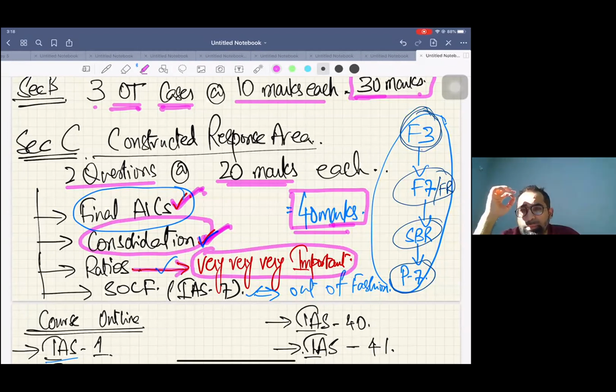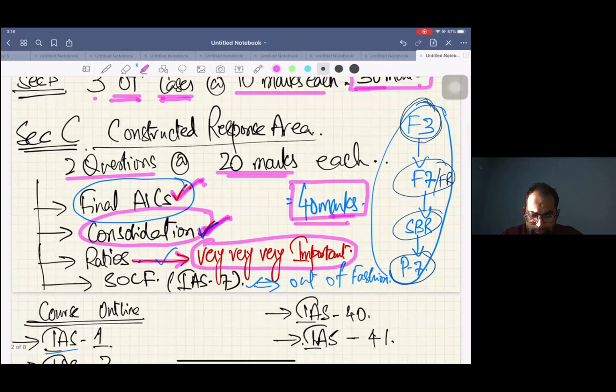Let me give you some examples. Right now I'm not teaching any ratios. I'm just giving you an idea of how you are going to study and which type of questions you may get in ratio analysis. Okay, let's have a look.